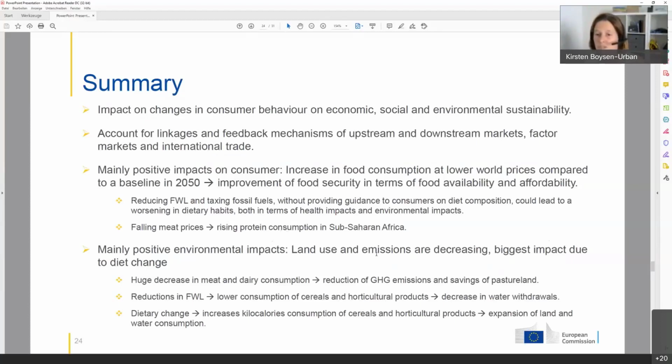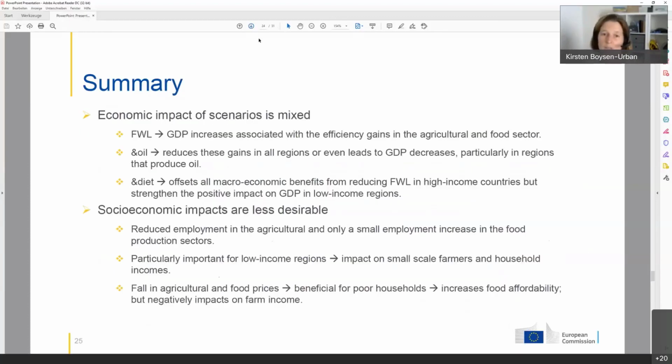We saw that land use and emissions are decreasing, but that the biggest impact is coming from food waste and loss. And my final slide just shows that the economic impact of the scenarios is mixed. We saw GDP increases for food waste and loss reductions, but we also have seen that this is turned around a bit by adding dietary changes.